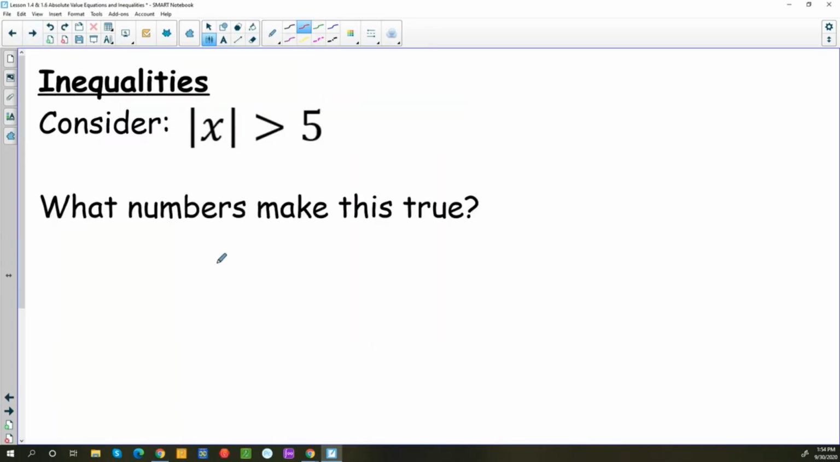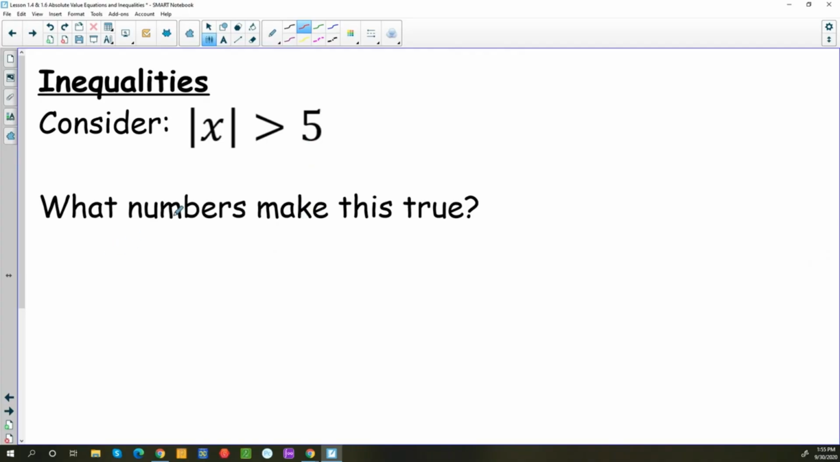So now we want to talk about the inequalities. So we're going to utilize some of the same rules as the equations, but then we have to take into consideration a few other things when dealing with the inequalities. So when you're dealing with the absolute value and inequalities, what makes this situation true? So we have the absolute value of x is greater than 5. So what kind of numbers make that true?